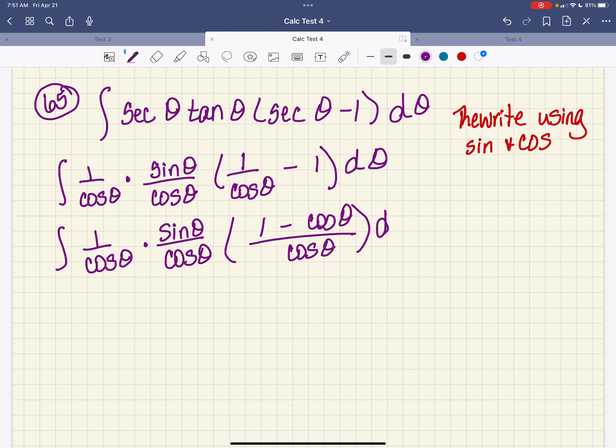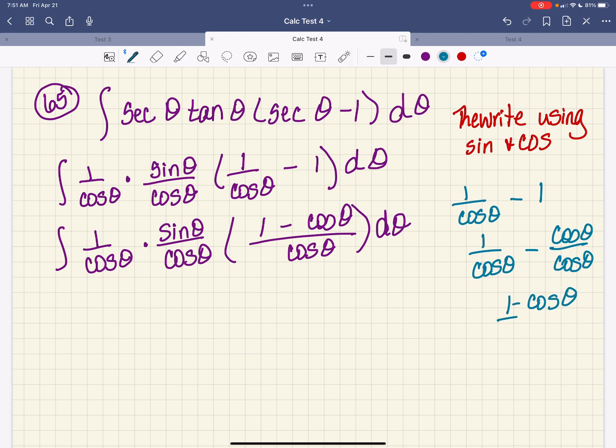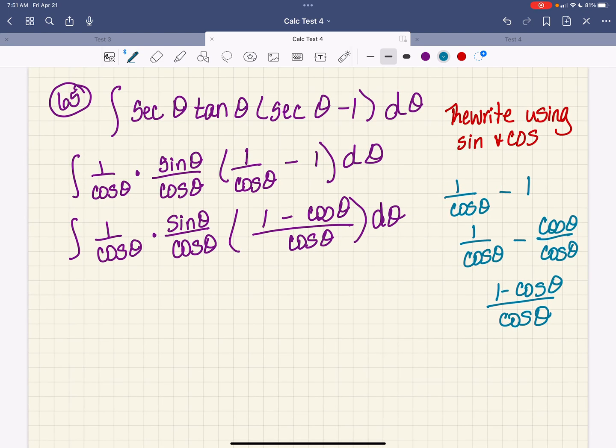Just a quick little note right here. This is 1 over cosine of theta minus 1. So that's 1 over cosine of theta minus cosine of theta over cosine of theta. And that's how we get 1 minus cosine of theta over cosine of theta. So that's just some adding and subtracting of fractions that we're going to go over. Now what I'm going to do is multiply.